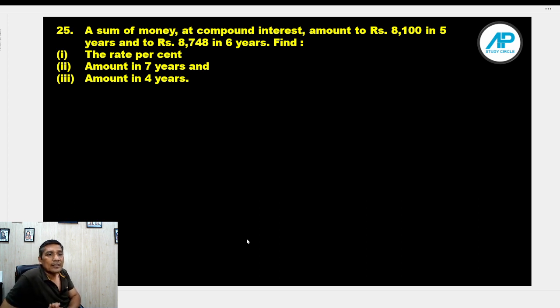A sum of money at compound interest amounts to rupees 8100 in 5 years and 8748 in 6 years. So again, you see, I've got the amount of 2 consecutive years, 5th year and 6th year. So what should I do? I should find the increment in the values of these two amounts. कितने पैसे इंक्रीज हो रहे हैं इन दोनों प्रीवियस ईयर के अमाउंट पर, कितना इंक्रीमेंट आया है 5th ईयर के अमाउंट पे नेक्स्ट ईयर में पहुंचने पर.